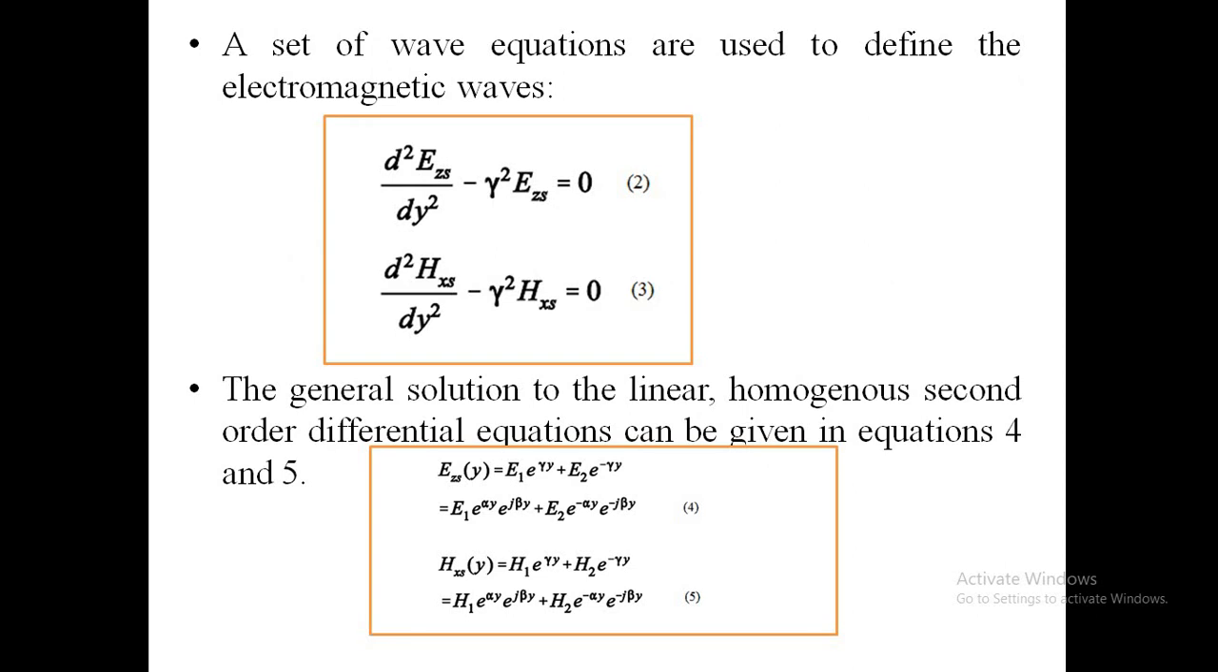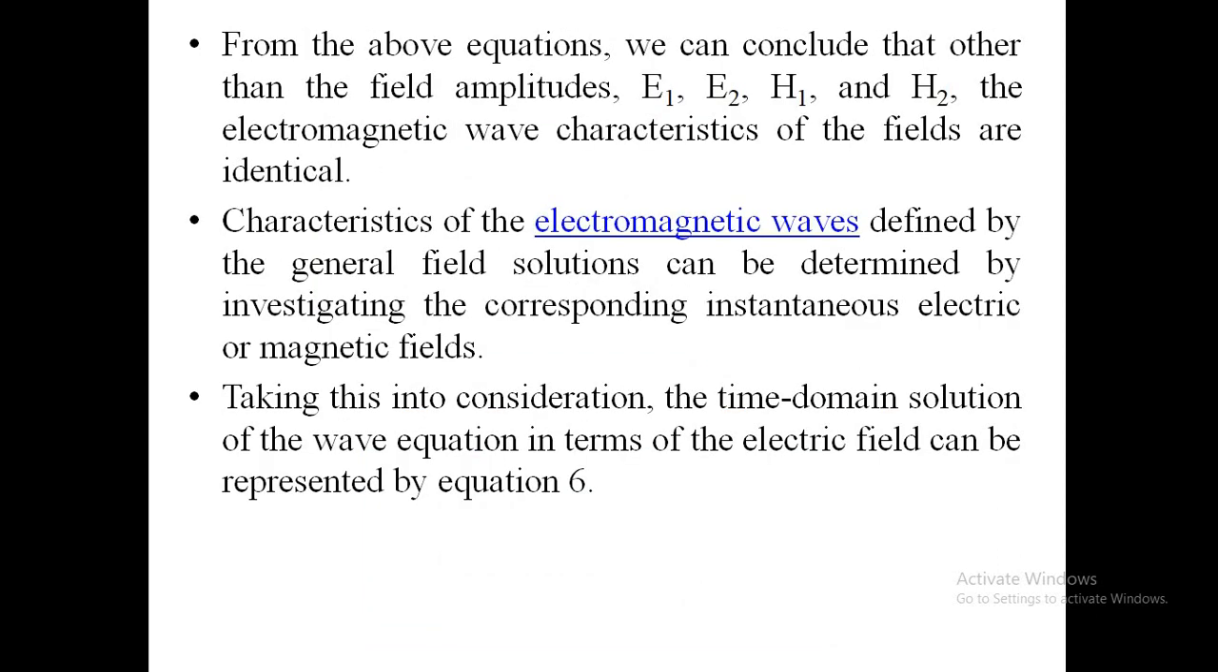A set of wave equations are used to define these electromagnetic waves, which are expressed in equations 2 and 3 representing the E field and H field. The general solution to the linear homogeneous second order differential equations based on the above two equations can be obtained and is represented in equations 4 and 5, which comprises both the media in which the wave is propagating. From the above equations, we can conclude that other than the field amplitudes E1, E2, H1 and H2, the electromagnetic wave characteristics of the fields are identical.